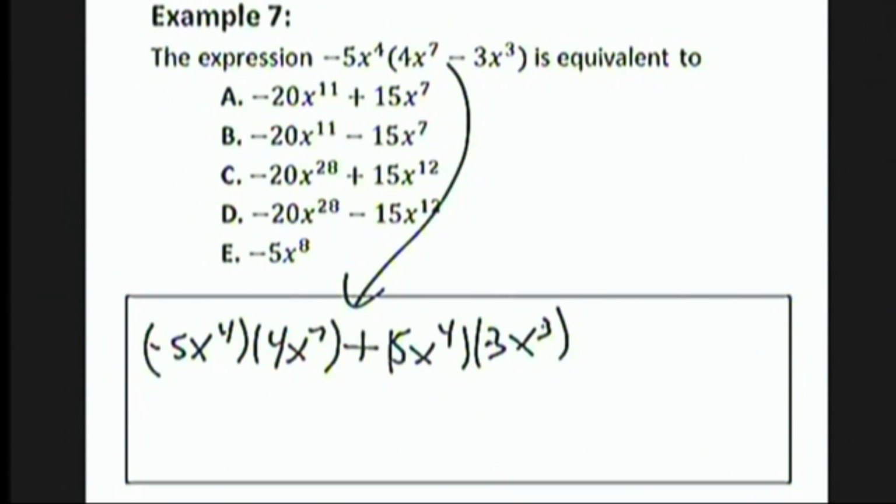Okay, and now as we did in the last example, negative 5 times 4 is negative 20. x to the 4th times x to the 7th, we can add the powers to get x to the 11th. And for the next term, 5 times 3 is 15, and x to the 4th times x to the 3rd, we add the powers to get x to the 7th. And we see that the answer is choice A.